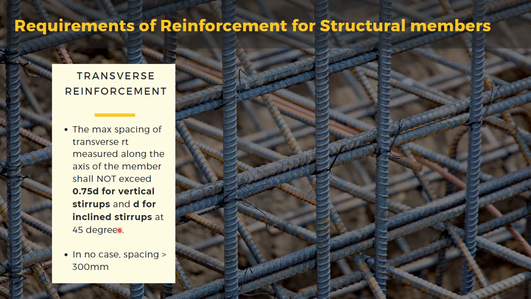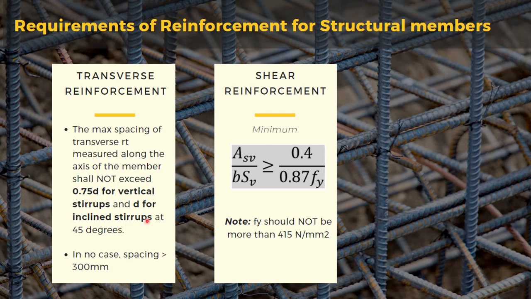And what will be the criteria for shear reinforcement? The minimum is given by Asv, the minimum shear reinforcement area, divided by B into Sv, where Sv is the spacing, shall be greater than or equal to 0.4 divided by 0.87 Fy. And this Fy value should not be more than 415 Newton per mm square.